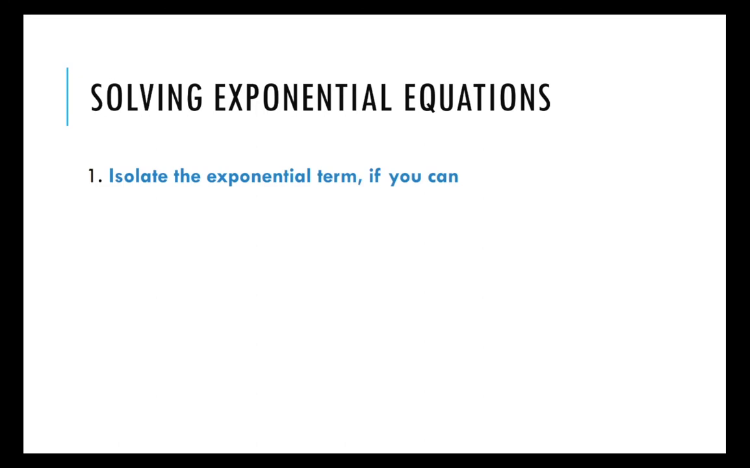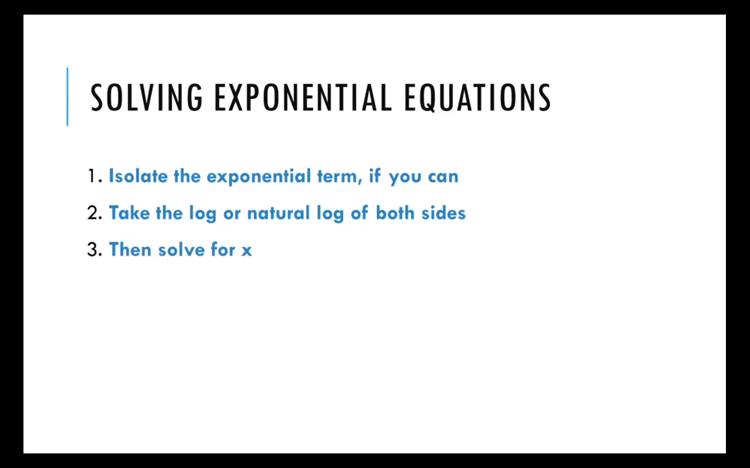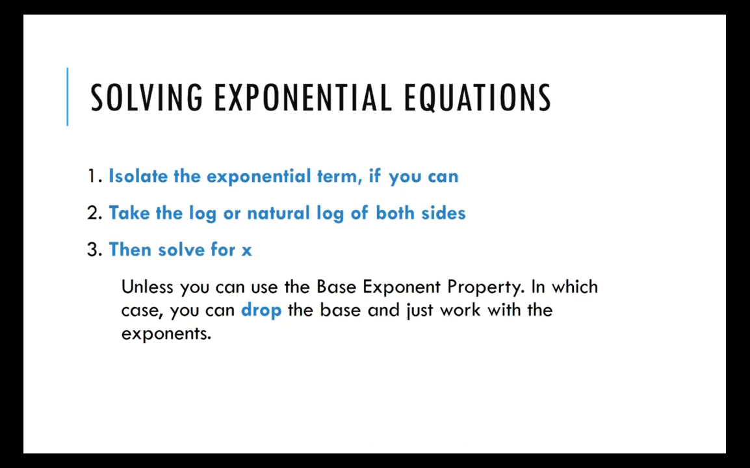First, you need to isolate the exponential term if you can. Then, at that point, you're going to take the log or natural log of both sides. Then you're going to solve for x. Now, if you can get a single base on each side where the bases are matching, then just use the equality property. Then just use the base exponent property.